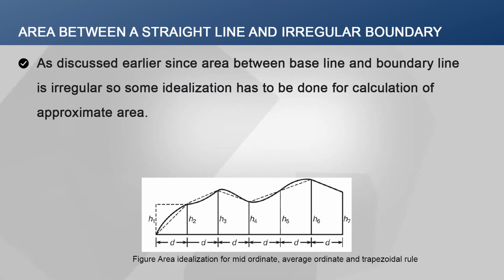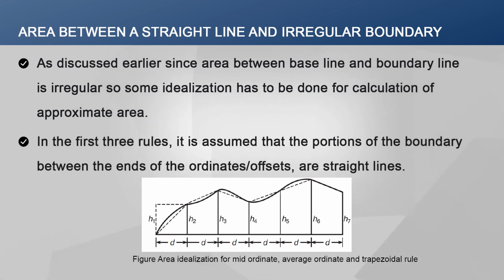Idealization means we will consider a curved portion as a straight portion or any known curvature portion like a parabola. So, we are going to do such kind of idealization. In the first three rules, what are the first three rules? Mid ordinate, average ordinate and trapezoidal.